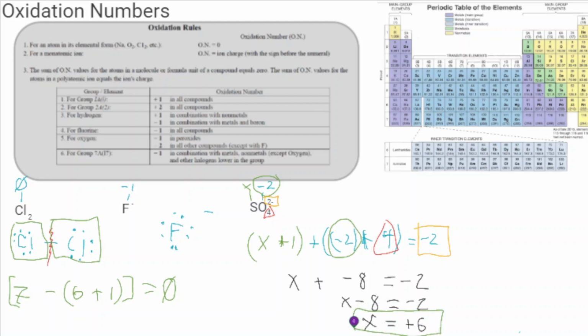And so now we can write down that sulfur is +6. And so that's how you can go through and find the oxidation number assignments for each element in a compound without having to know the Lewis dot structure.